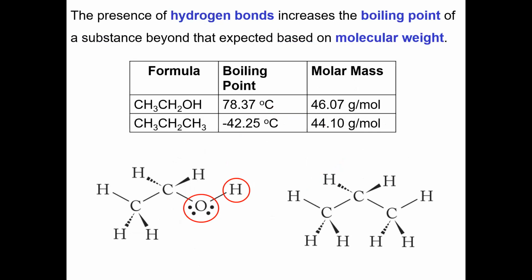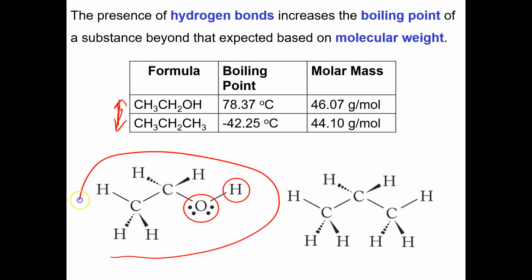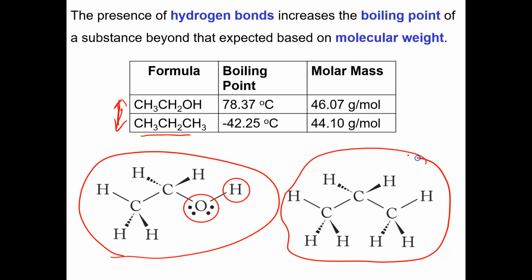So we can look at some classes of molecules where it appears they're quite similar, but one molecule has the capacity to hydrogen bond and the other doesn't, and we can see a pretty dramatic effect on the boiling point. So here we have 2 molecules. One is called ethanol, that's this one here, and that's the kind of alcohol that you can drink that gets you tipsy, and the other is propane, which is the stuff that you use to fuel a barbecue.